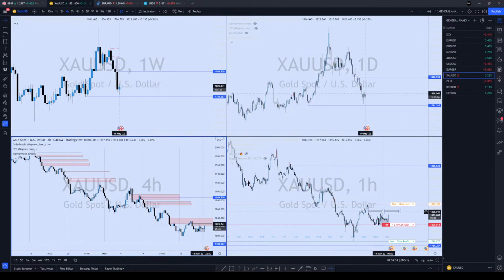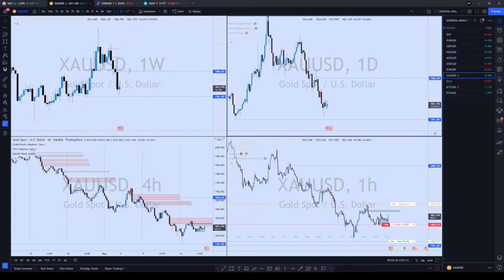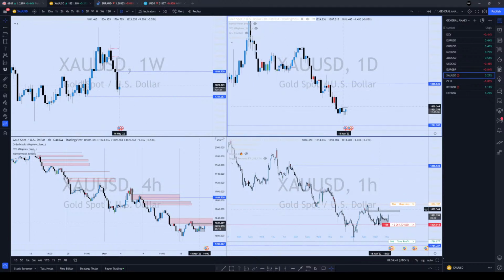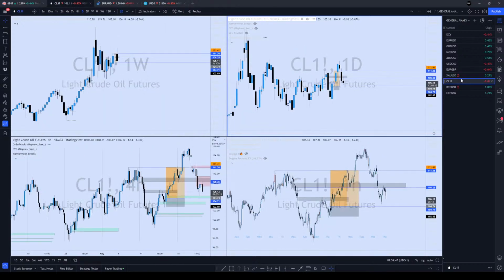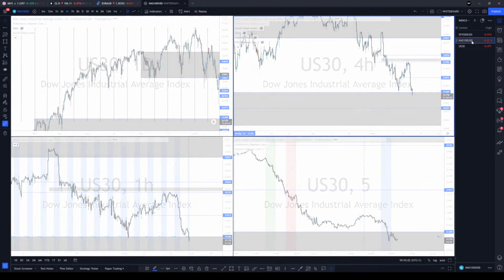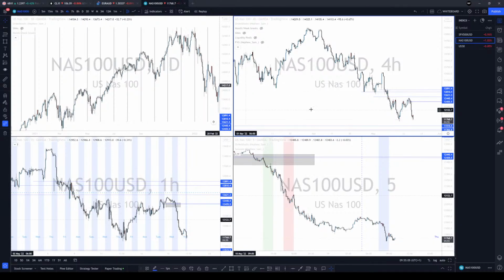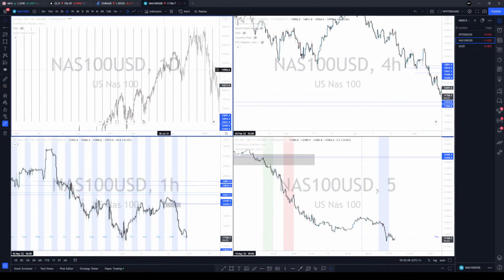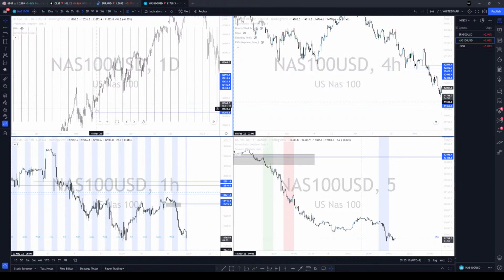Okay, gold is coming back to that imbalance. Let's see if we can reject. We have a previous day's high just above it, so that's going to be fun. Oil is dropping nicely. Nasdaq, I just mentioned where it's trying to reach for, right? That imbalance there.